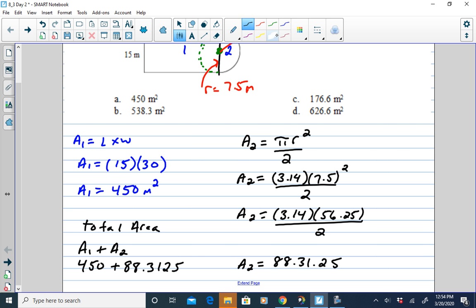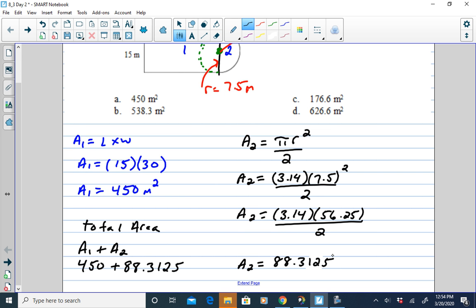88.3125, right? That decimal point shouldn't be there. Right, so let me erase that. I gotta erase that decimal point. So that should just be 3125.